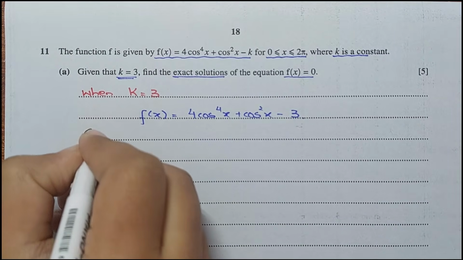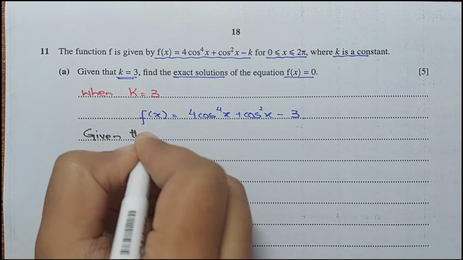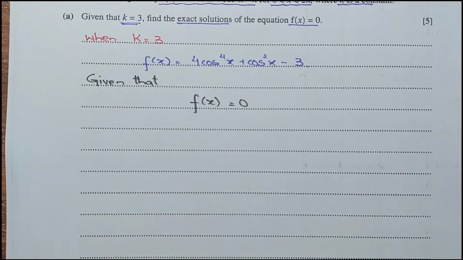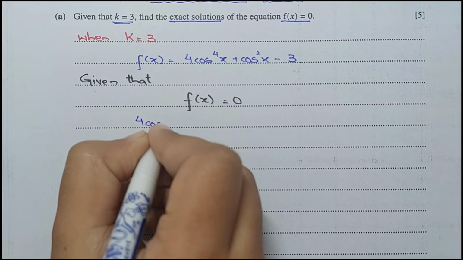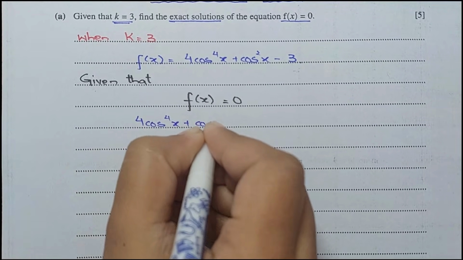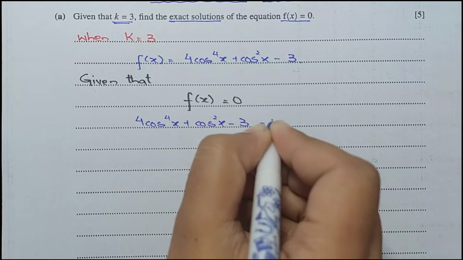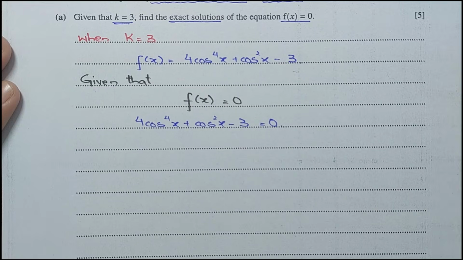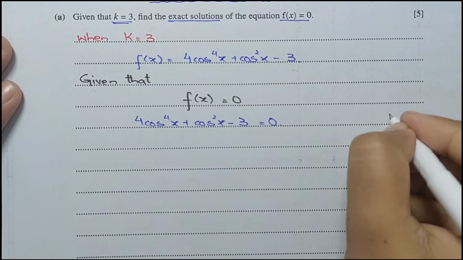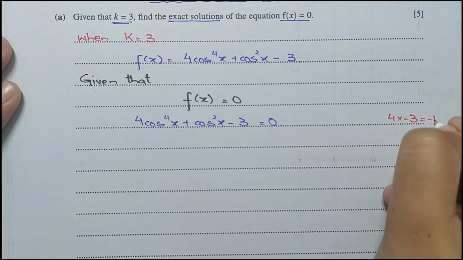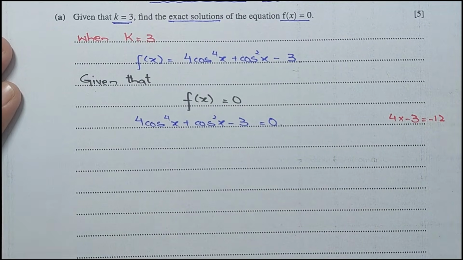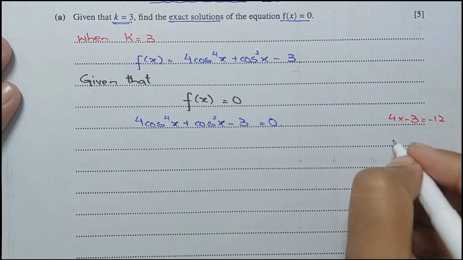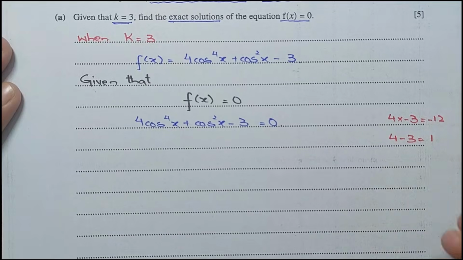Now we have given that f of x equals 0. Just put f of x equals 0 and simplify the solutions, right? So 4 cos 4x plus cos square x minus 3 equals 0. Now this is a quadratic equation in cos square x, right? So we need to factorize it. 4 times minus 3 is minus 12. Find the factors of negative 12 whose sum and difference should be equal to 1. If you do 4 minus 3, this is just 1.